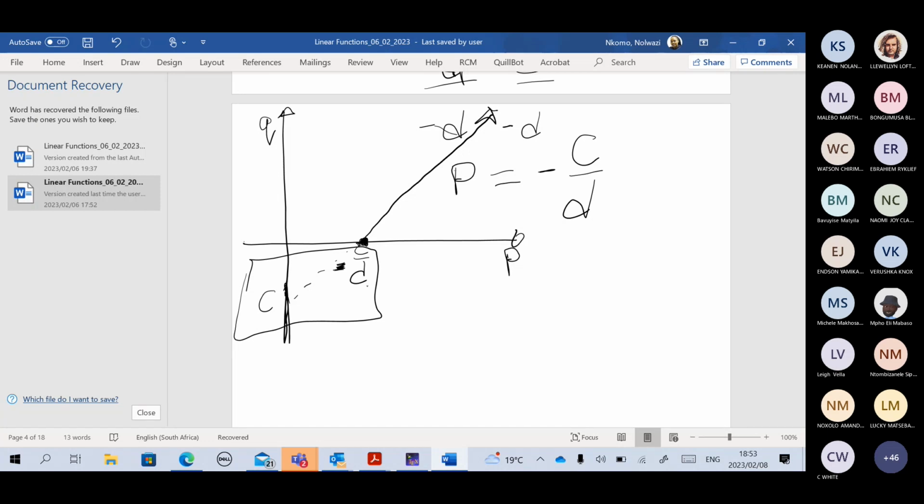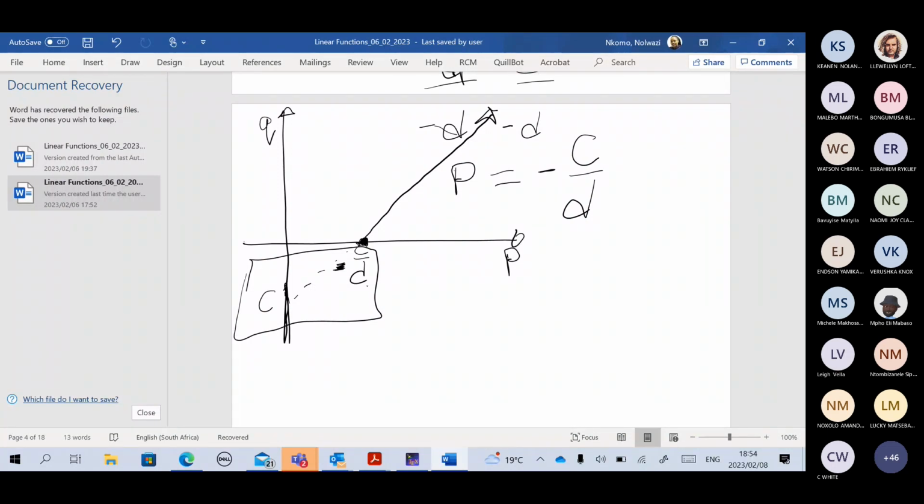Ma'am? Yes. Sorry, I'm a bit confused with that part. Does P not represent price? Yes, P represents price. And P is minus C over D. And then you just said that the quantity cannot be negative. Yes. So now I want to understand why the dot of minus C over D is there on the graph.